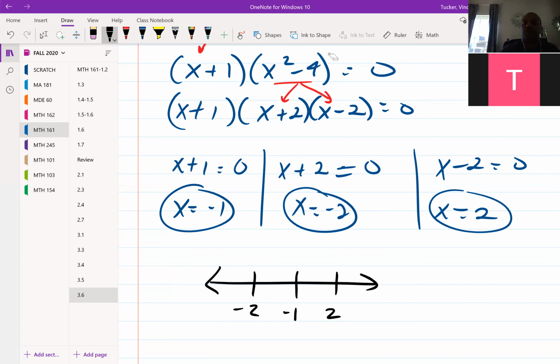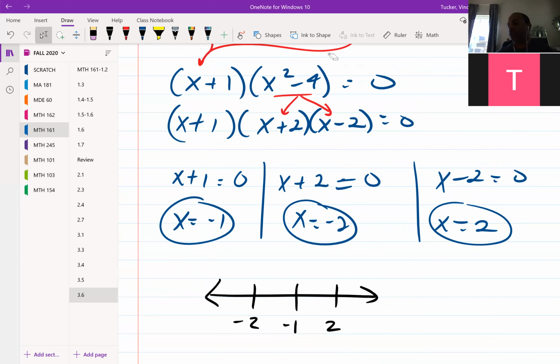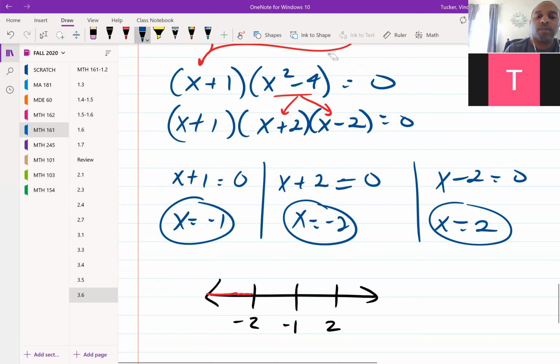All right, any questions before we look to set up our chart? We have -2, -1, and +2. This time we have 4 intervals. So we're going from -infinity to -2, -2 to -1, -1 to +2, then +2 to infinity.